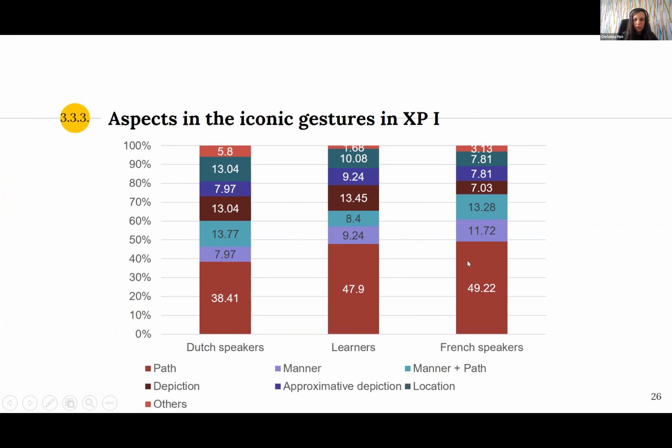But we see that the native speakers produce more gestures in which both manner and path are encoded, whereas it is a bit less common in the group of learners. And all of the participants produce depictions. So they depict things sometimes in a precise way and other times in a more approximative manner.